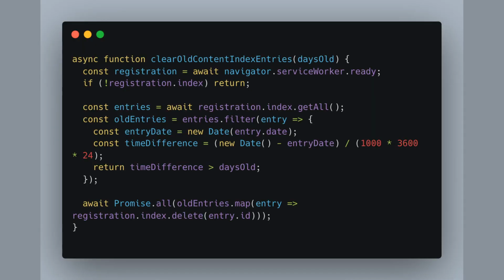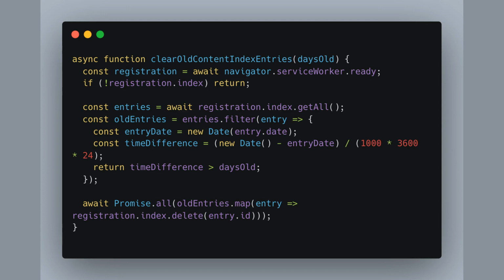Hey, I wanted to chat about keeping our content index tidy as developers. Just like cleaning out our closets, we've got to clear out old stuff from our app's content index. Check out this neat function that sweeps away entries older than a certain number of days. It rummages through the content, figures out which entries are past their prime, and then, poof, they're gone. That way, our app stays snappy and doesn't hog too much space on the user's device.